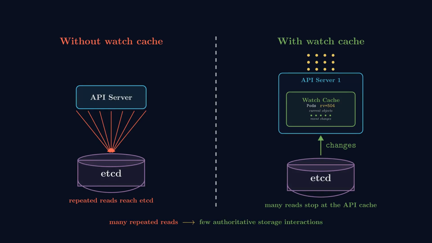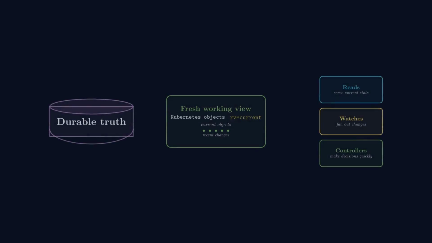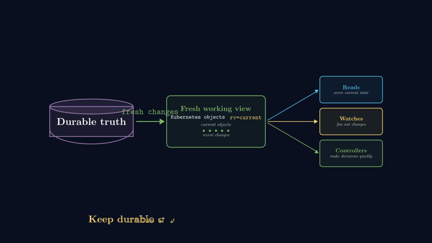This is the engineering idea behind the watch cache. Keep the source of truth in one durable place, but move a fresh, recoverable view closer to where repeated decisions are made. That lowers latency, protects the database, and lets the control plane serve far more readers.